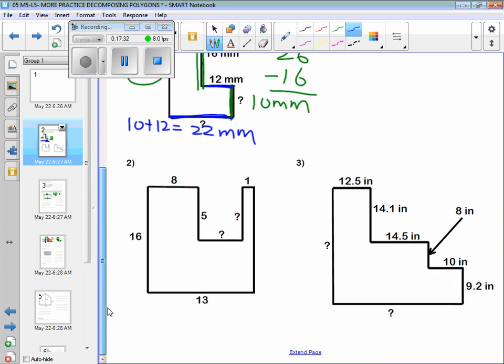Number 2. Again, just keep in mind what you're trying to do: to find the entire horizontal, you need to add up the partial horizontals. So I'm going to use this to find this. I know that 8 plus what I'm trying to find plus 1 has to add up to 13. And when you do that, you get this piece as 4. 8 plus 4 plus 1 is 13.